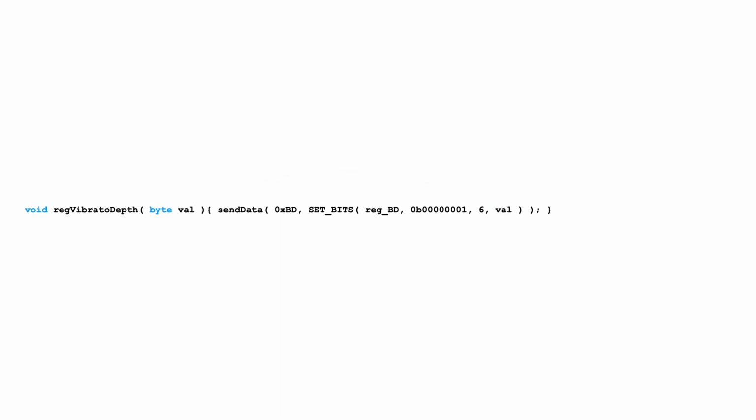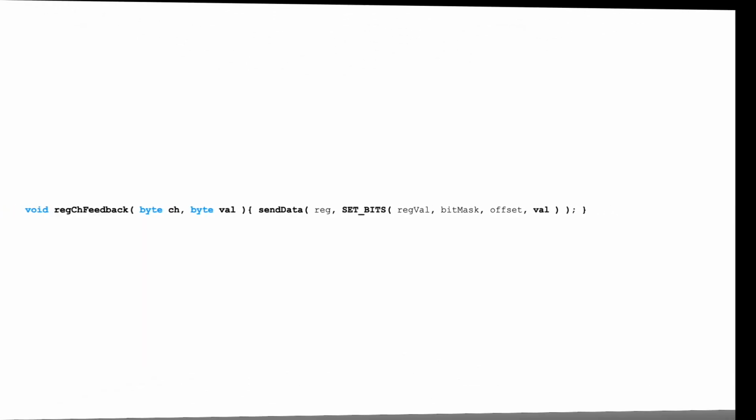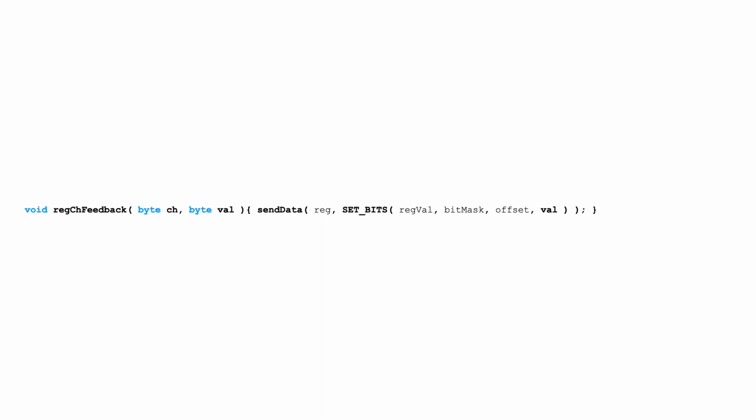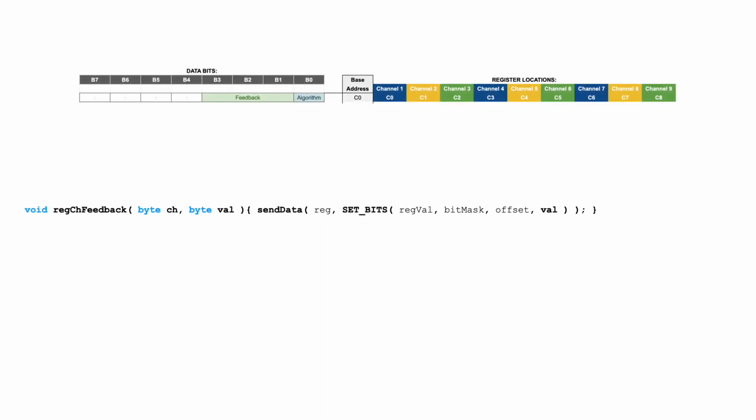Okay, let's try something a little more complicated and write one that changes a channel level property, maybe the feedback property. Going back to our chart, the feedback property sits in bits 1 through 3 of the registers C0 through C8, and each of those bytes corresponds to the 9 different channels. So to figure out which byte we want to change, we start at the base address and add the channel index. And just remember that the channel index starts at 0, not 1, so channel 1 is index 0. But yeah, we just drop this in as our register address.